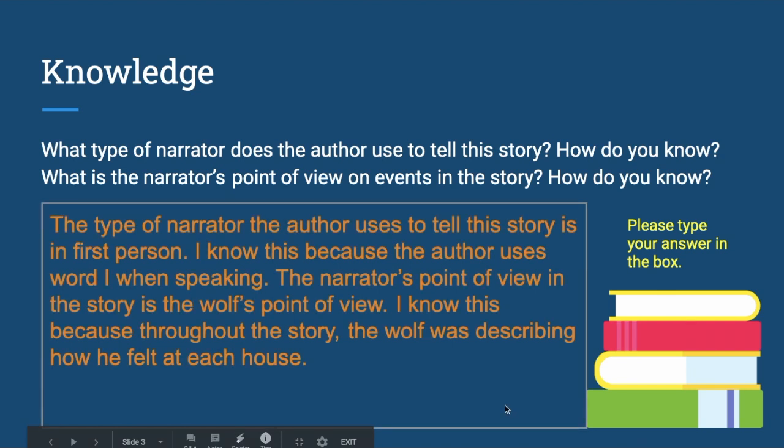The type of narrator the author uses to tell this story is first person. I know this because the author uses the word I when speaking. The narrator's point of view in the story is the wolf's point of view. I know this because throughout the story, the wolf was describing how he felt at each house.